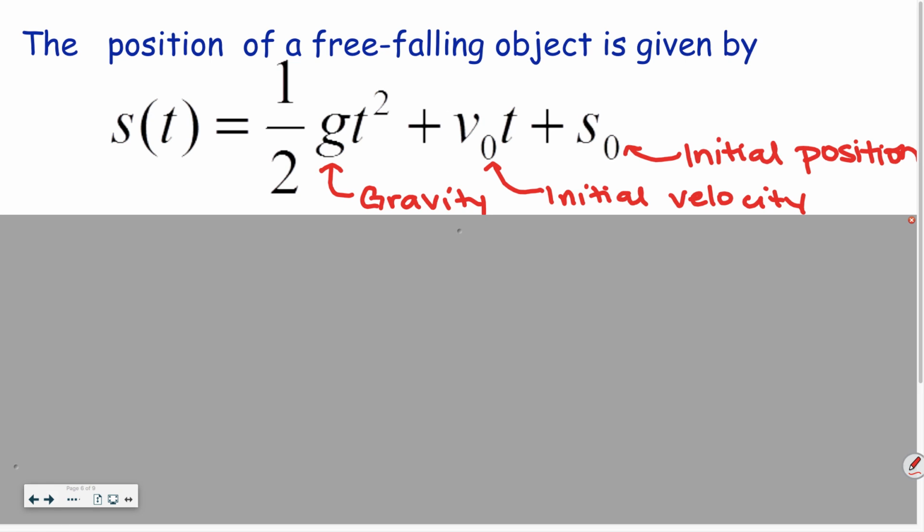Our force due to gravity, we'll use a different number depending on if we are in feet per second squared or meters per second squared. Let's see, gravity in feet per second squared would be negative 32. In meters per second squared would be negative 9.8.